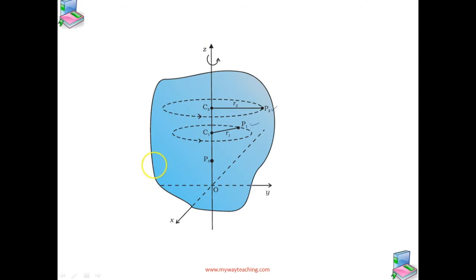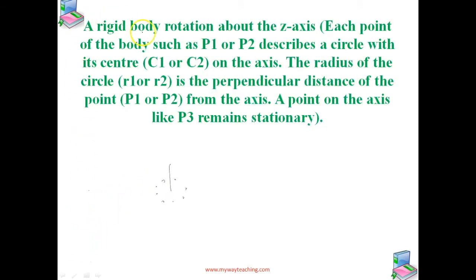So in this figure, we can see a rigid body rotation about the z-axis. Each point of the body, such as P1 or P2, describes a circle with its center C1 or C2 on the axis. The radius of the circle, that is r1 or r2, is the perpendicular distance of the point P1 or P2 from the axis. A point on the axis like P3 remains stationary.